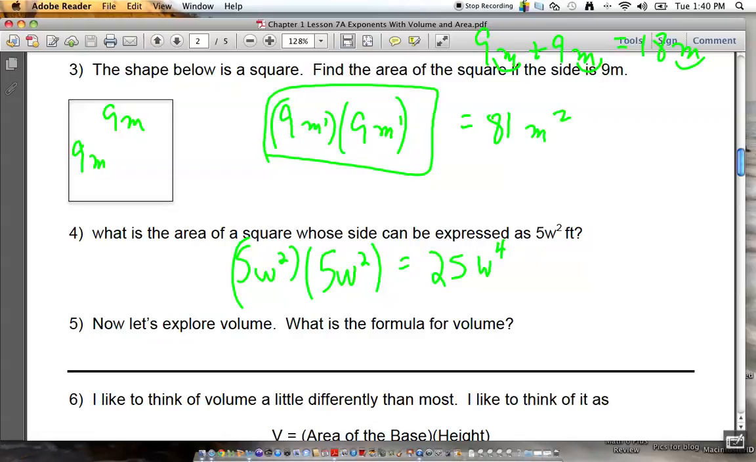It doesn't say it's in feet. Oh, it does? Yeah. Oh, okay, I'm sorry. Then it would be 25w to the 4th feet squared.